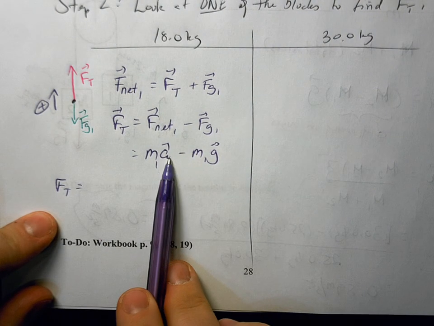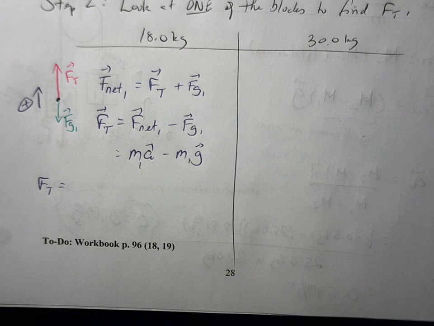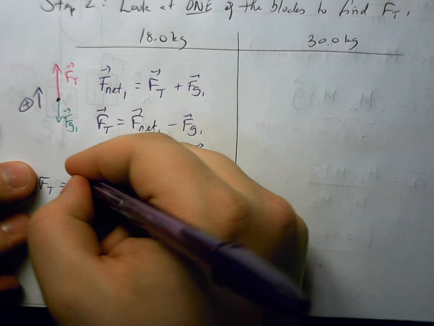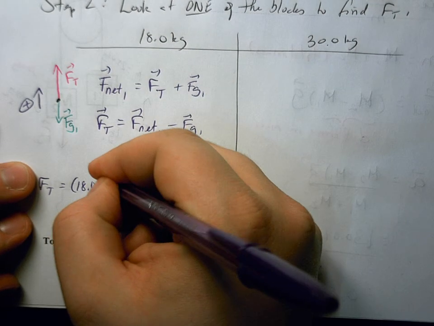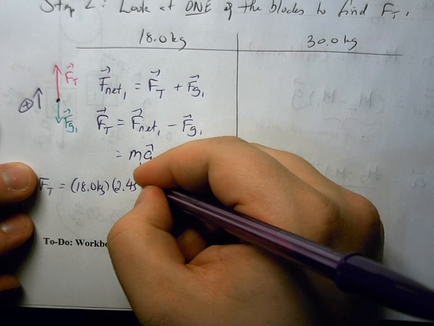So we got the acceleration already. We got it as that 2.4525 meters per second squared. We're told this is a mass of 18 kilos. So acceleration's up. We're going to leave that as a positive number.